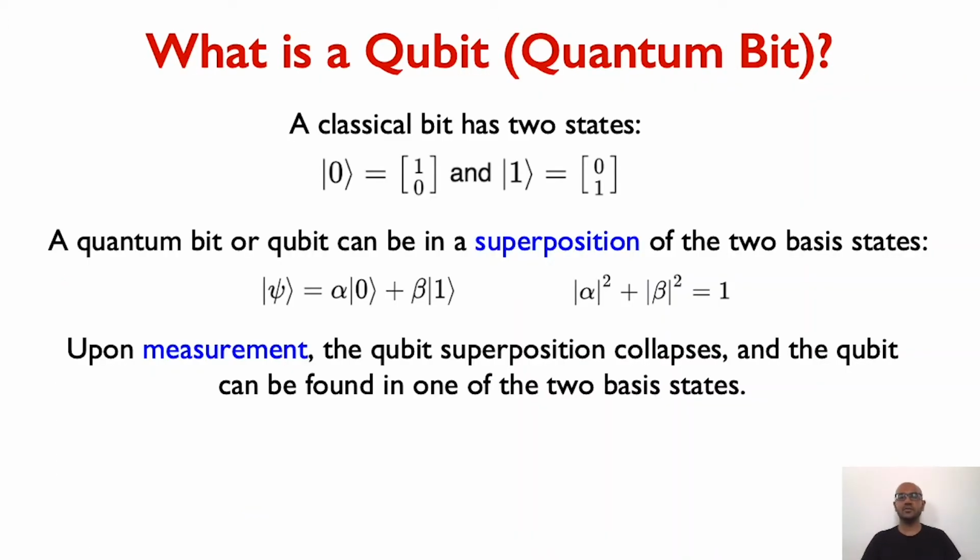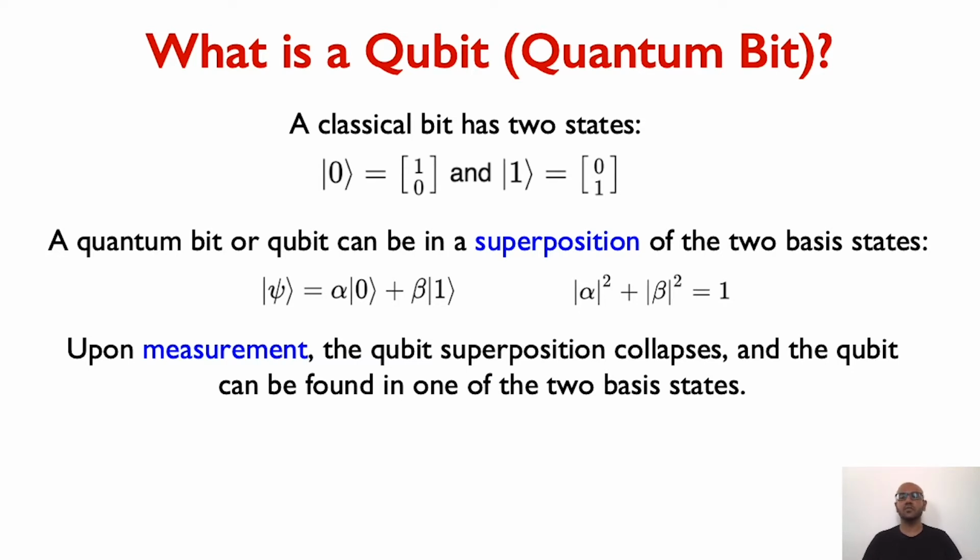Next, I'll introduce some mathematical theory behind quantum computing. We know that a classical bit has two states, a 0 and a 1. Here the 0 and 1 are represented using a bracket notation. The 0 is shown as a 1, 0 vector and the 1 is shown as a 0, 1 vector. But a quantum bit or qubit can exist in a superposition of both of these basis states. So a qubit can be represented using state psi, which is a linear combination of alpha 0 plus beta 1, and alpha and beta here are complex numbers. And the norm of alpha squared plus the norm of beta squared is equal to 1.